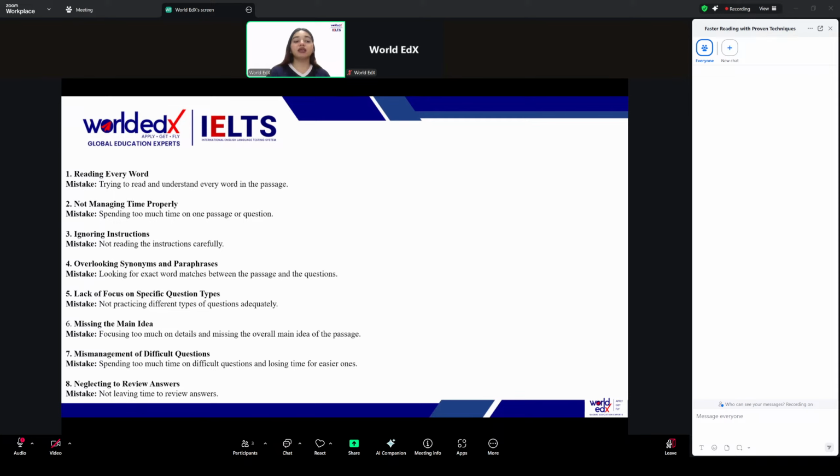The next one is missing the main idea. When we talk about the main idea, which is also called the central idea, this is a particular question type also called matching headings. So if you do not understand the central idea of a particular paragraph, you will not be able to assign a heading to it. So understanding the central idea is another thing which is very important.